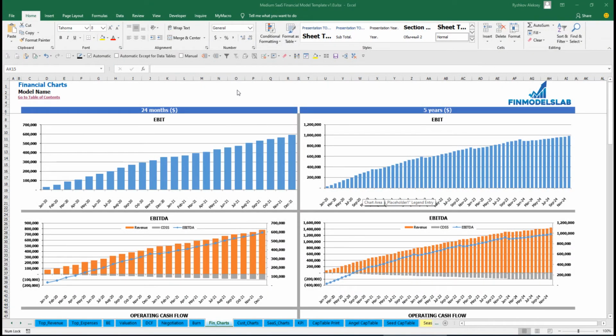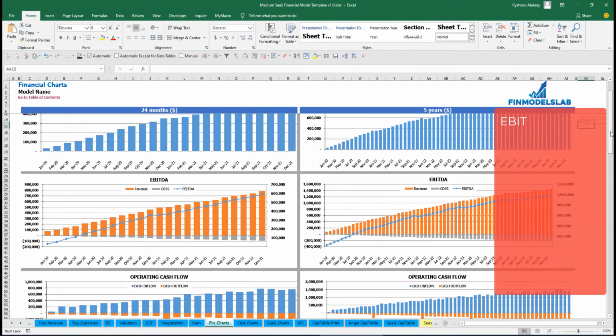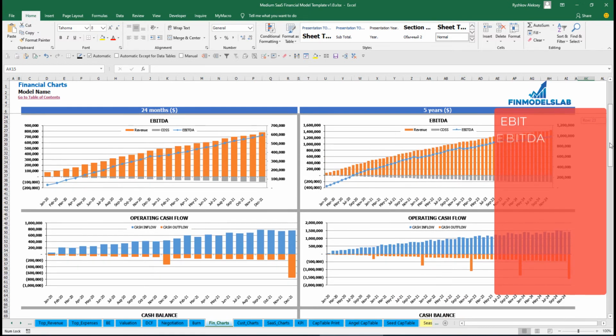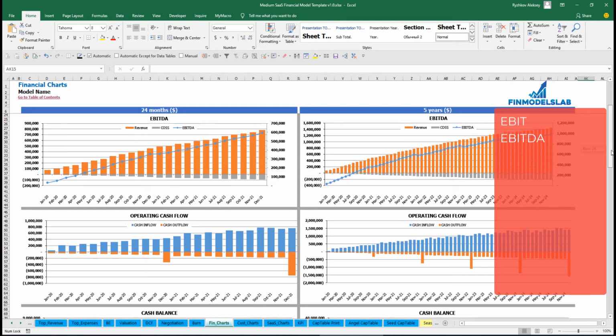On the Financial Charts tab, you may see the main financial KPIs on two sets of charts. On the left-hand side you can see 2 years broken down by months, and on the right side you can see the 5 years also broken down by months. On the top you may see the EBIT. The next set of charts will show you the EBITDA, as well as revenue and cost of services sold as orange and gray columns.